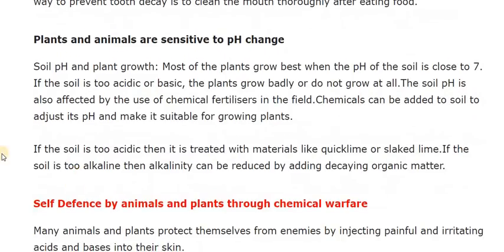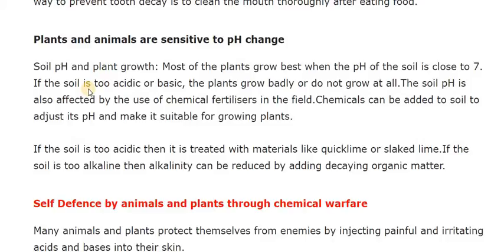Let's see the next. Plants and animals are sensitive to pH. As we know, plants grow only at a particular pH. So, soil pH and plant growth: most plants grow best when the pH of the soil is close to 7. It means most plants grow at neutral pH, neither acidic nor basic, close to pH 7. If the soil is too acidic or too basic, then the plants grow badly, meaning they cannot grow properly.